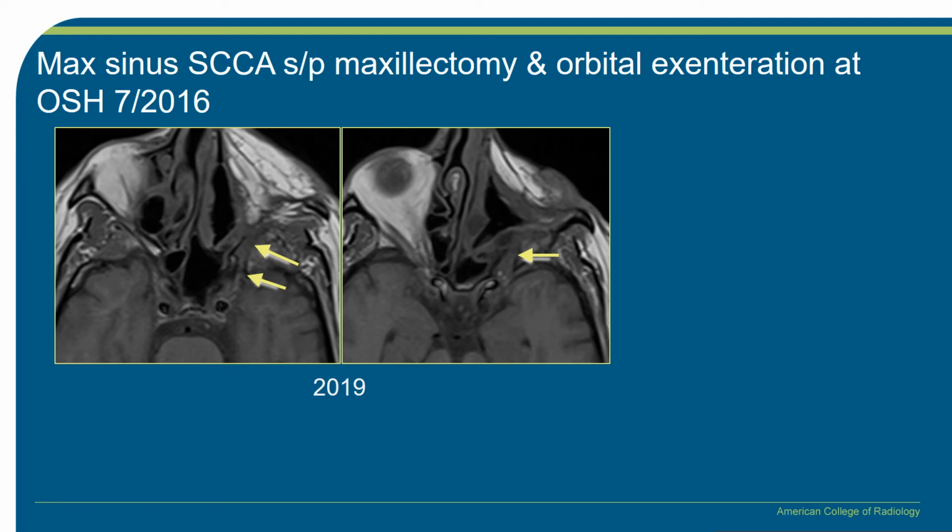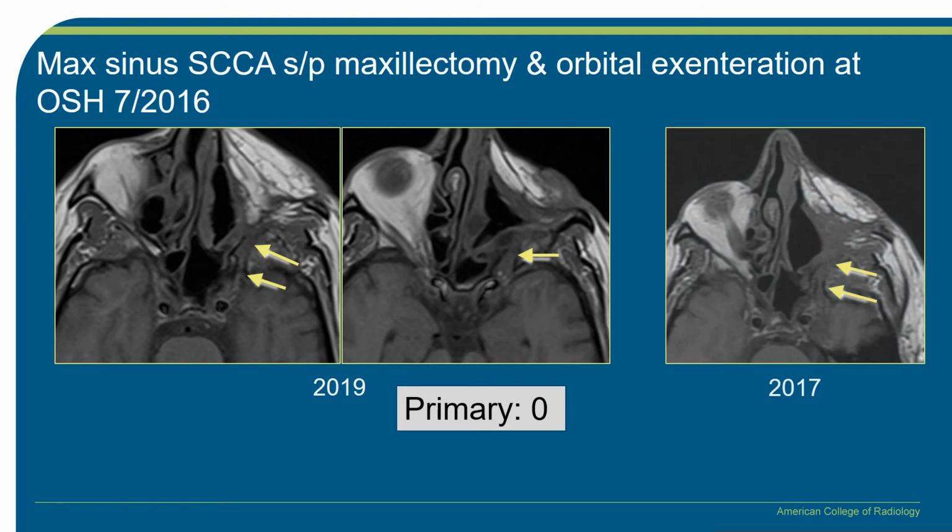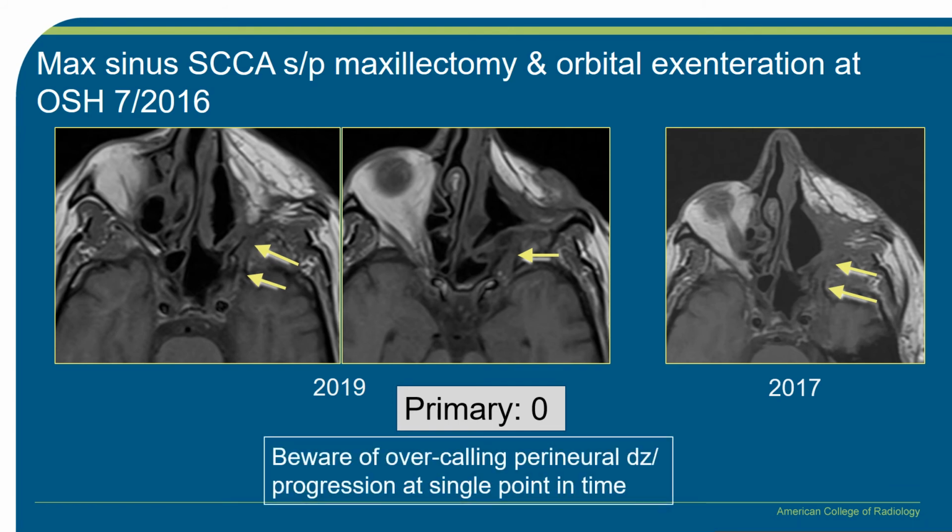And while diffusion and ADC or perfusion can be helpful, really what you want to see is the prior. What matters most is change over time when interpreting a surveillance MRI. So you're going to give this a primary 0 and ask for the priors. And now you can see in 2017 that soft tissue was completely stable. And remember that after surgery at the primary site and after radiation, these areas and soft tissue abnormalities may remain abnormal forever. So it's important to be aware of overcalling perineural disease progression at a single point in time.